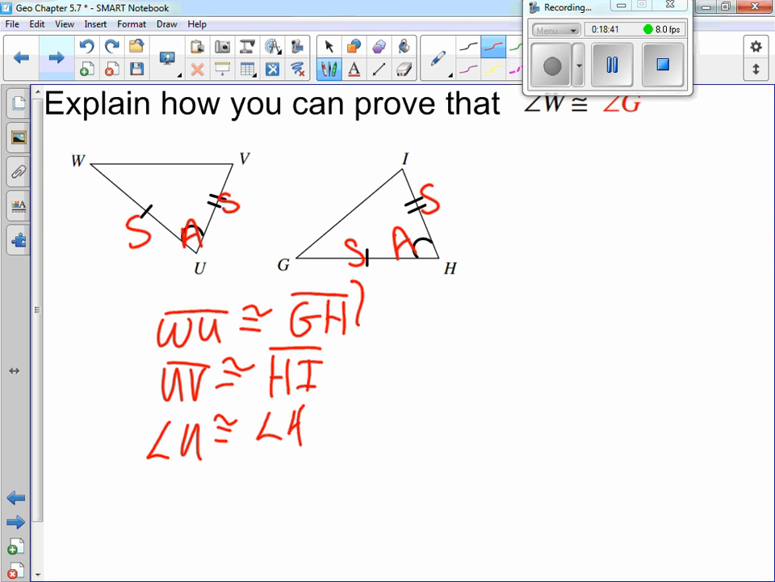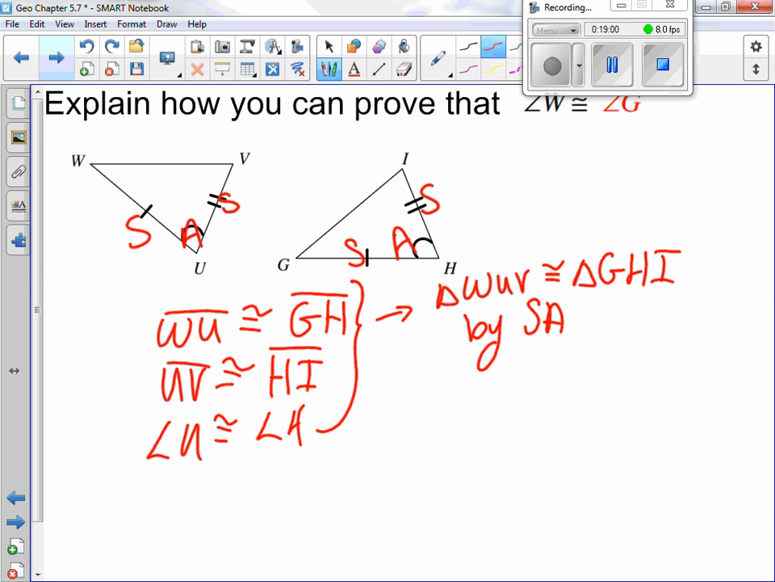So because of this information, we can say that triangle WUV is congruent to triangle GHI, the matching triangle, and it's by our side angle side congruency theorem, which means what? That angle W and angle G are congruent by what?